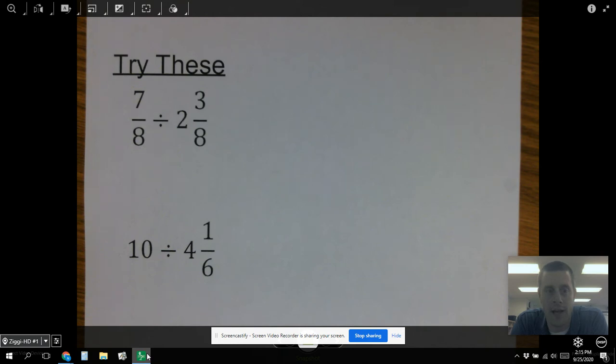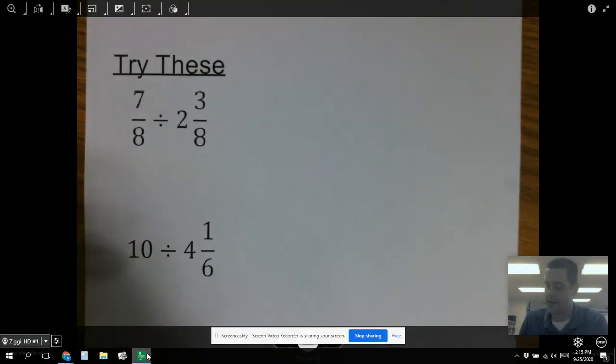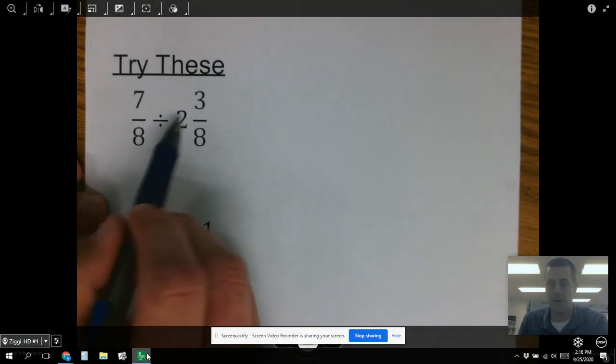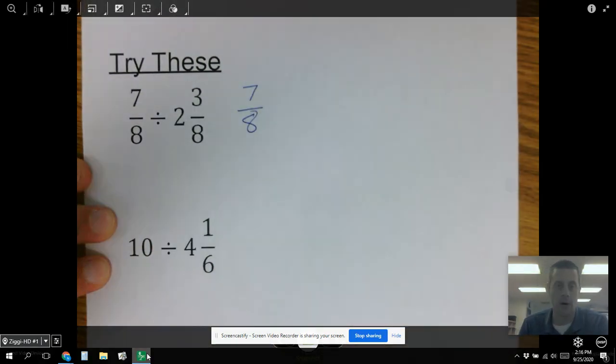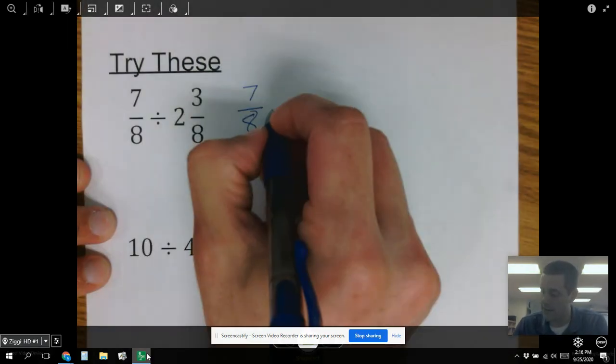Hopefully you gave yourself enough time to complete both problems. Let's go through them together. We have 7/8 divided by 2 3/8. I'm going to start by making sure all values are in fraction form. 7/8 is good to go.